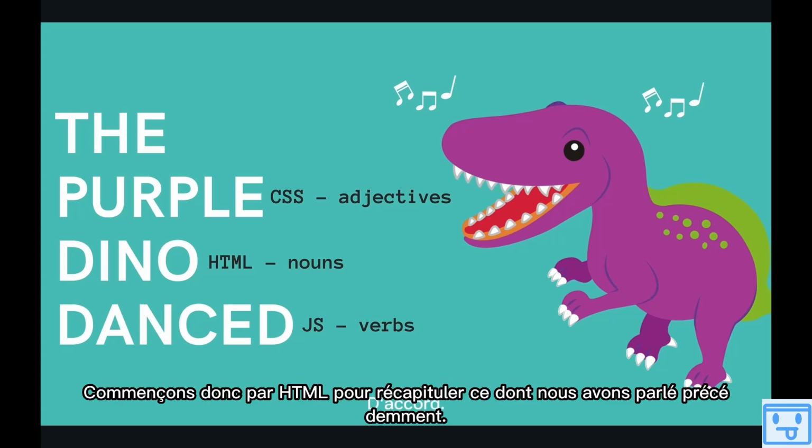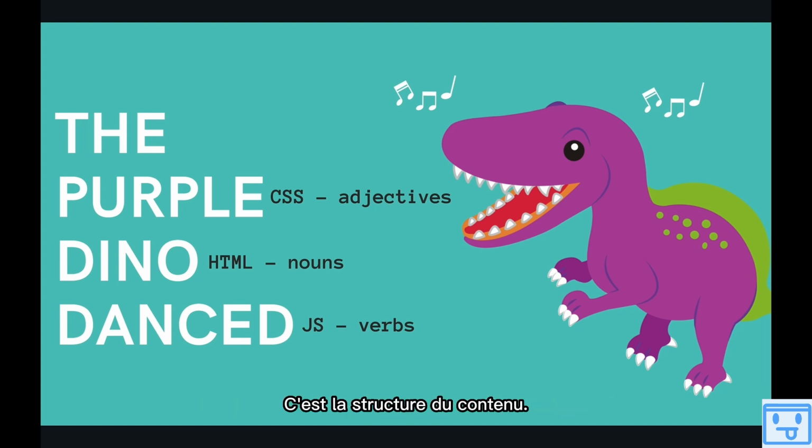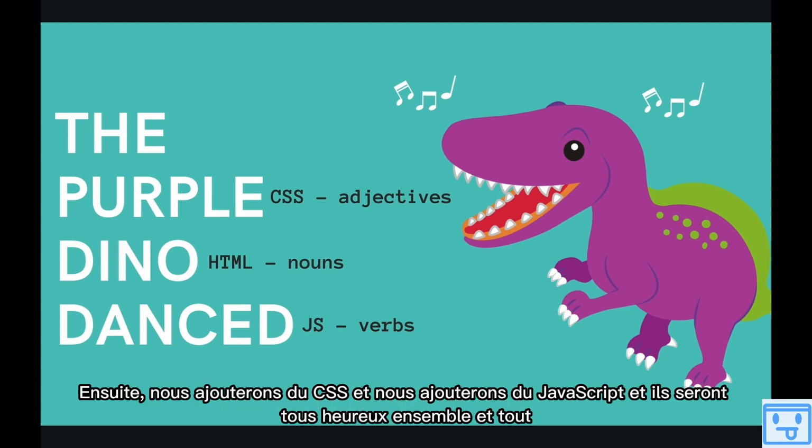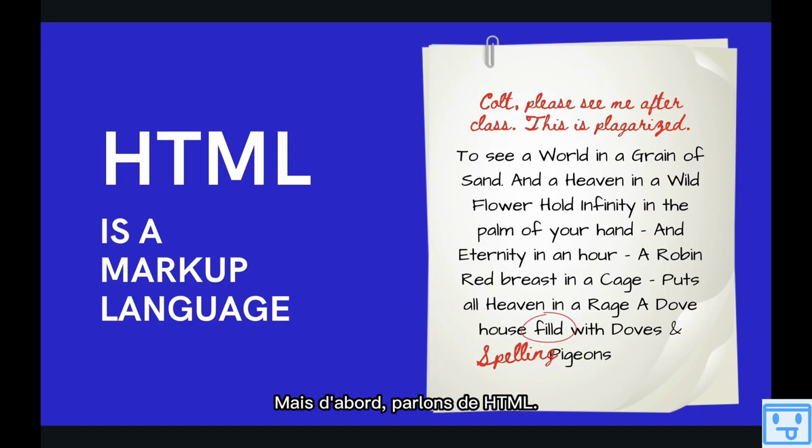Okay, so let's begin with HTML. To recap what we talked about previously, HTML is like the nouns of a web page. It is the structure of the content. It's the what is on the page. This is a button, this is a form, this is a link, but it is not the style. That's CSS. It's not the behavior. That would be JavaScript. So we're going to start with HTML, then we'll add on some CSS, and we'll add on JavaScript, and they'll all be happy together, and everything will be lovely. But first, let's talk about HTML.